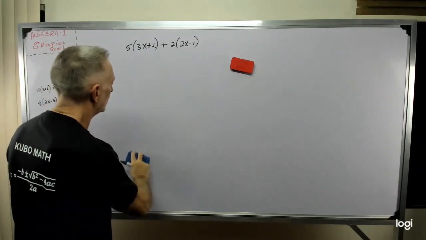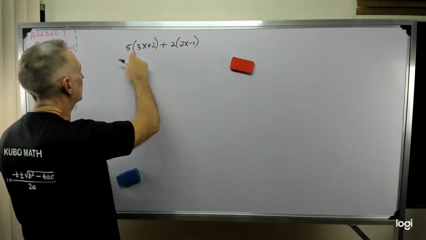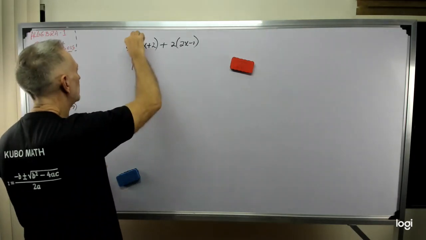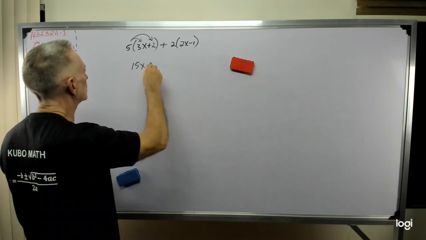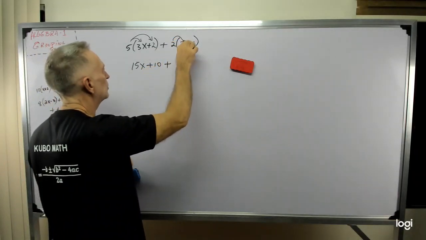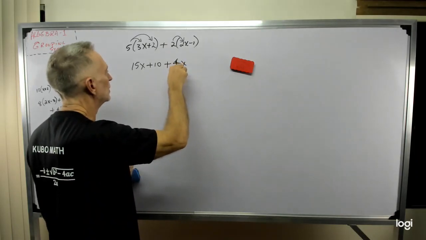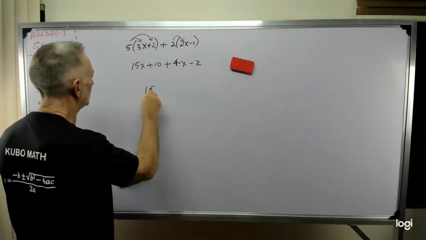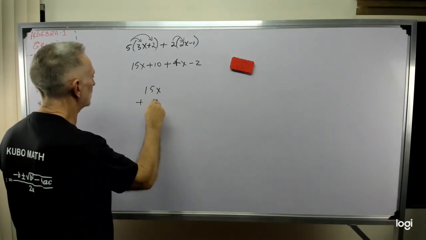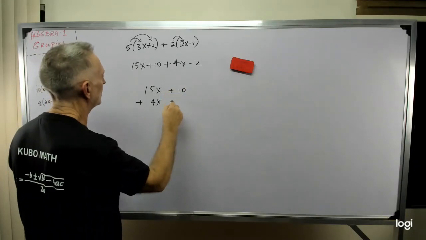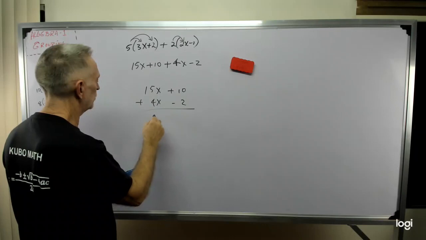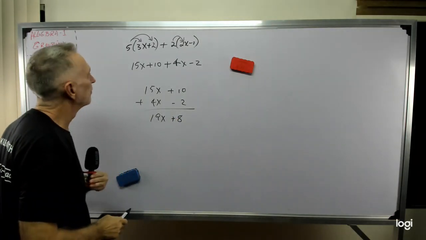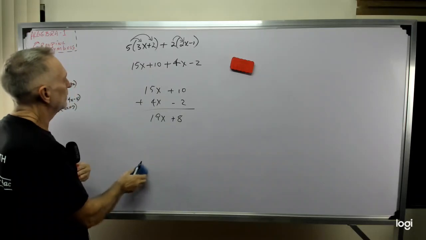All right. What about this one? We're distributing the 5 inside. 5 times 3x is 15x. I'll put this one in a row. 5 times 2 is 10, plus 2 times 2x is 4x. 2 times a negative 1 is negative 2. So if you did put it in a column, it would be 15x plus 4x, and then I have plus 10 minus 2. So 15x plus 4x is 19x. Positive 10 minus 2 gives me a plus 8. Okay, not so bad there.